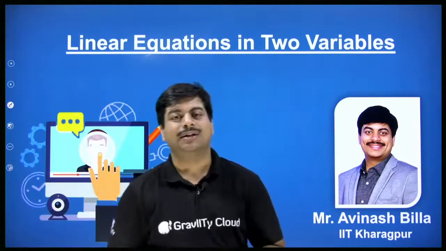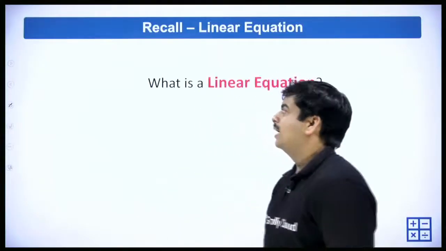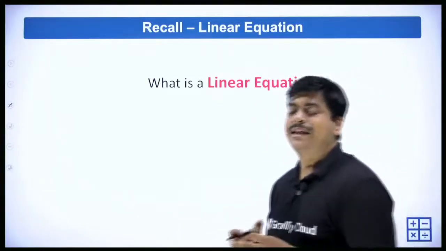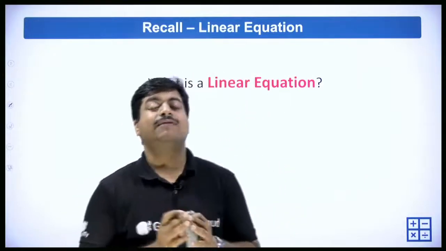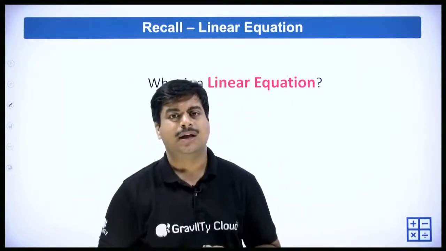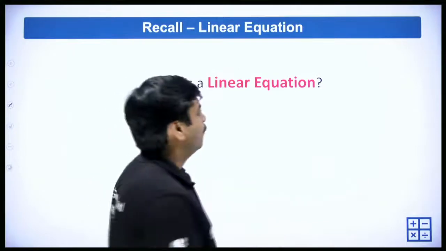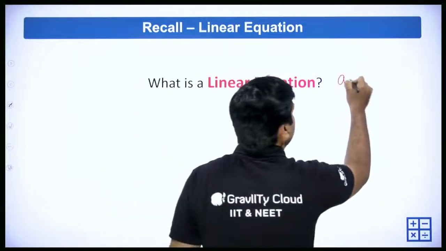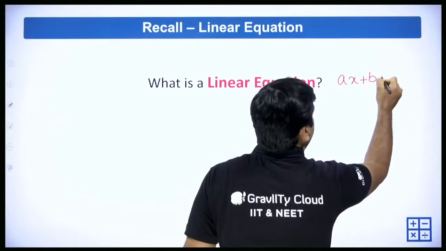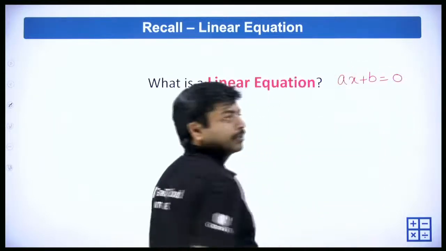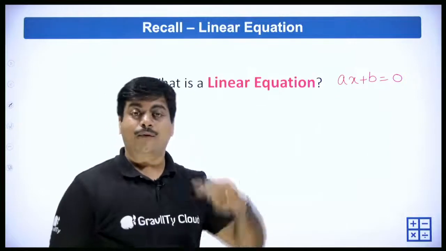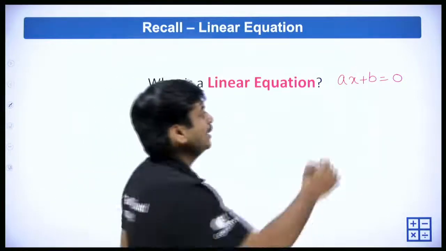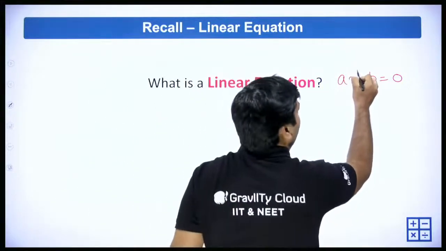Let's start today's session. The very first thing, what is a linear equation? What is a linear equation and what is a linear equation in one variable? For example, we have a term like ax plus b equal to 0. If we have equal to, it is an equation. And what do you mean by linear? Linear means x power 1.